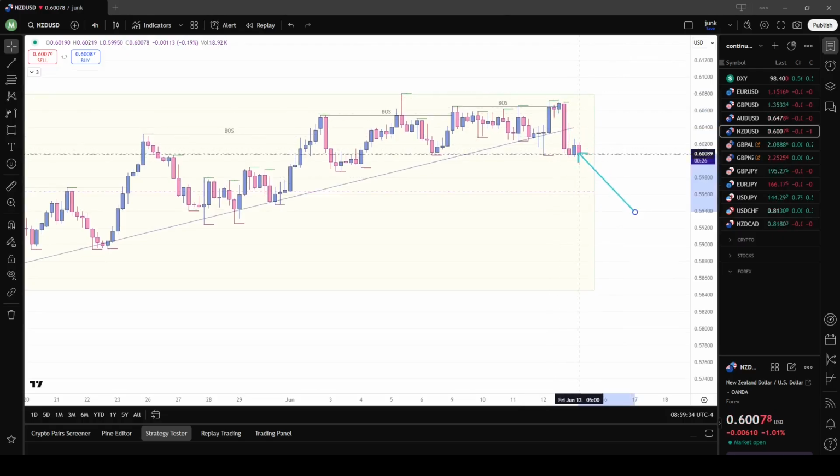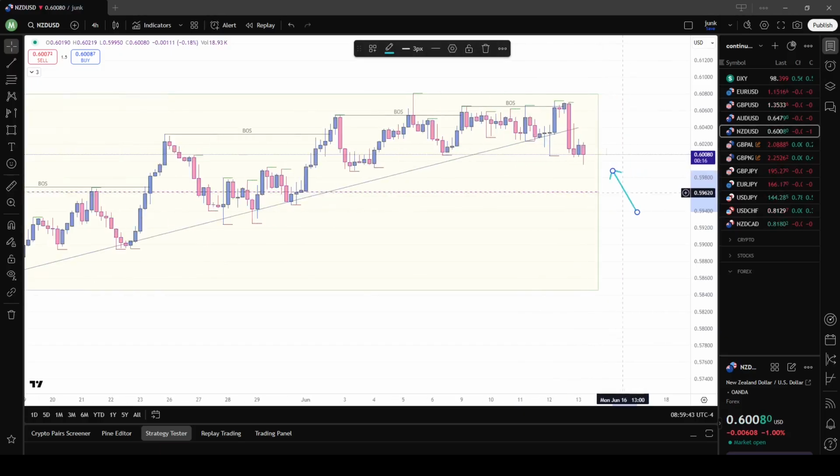But for now, there hasn't been a close under these lows. This is support area. If it does, then expect more further downside, but then I'm only looking for any type of buying opportunity, as swing structure is still bullish.